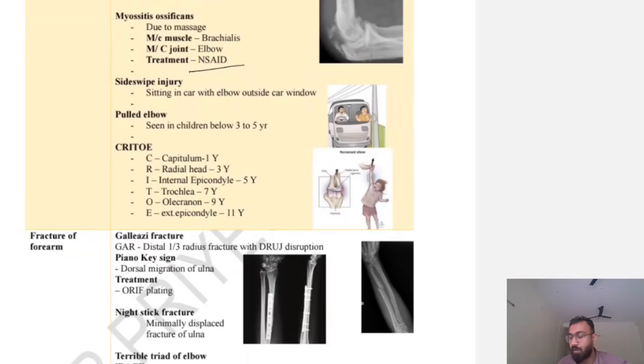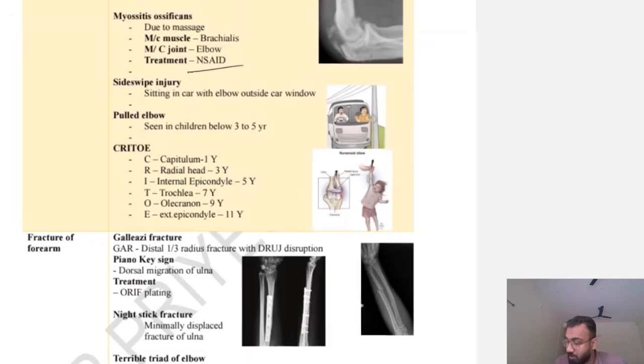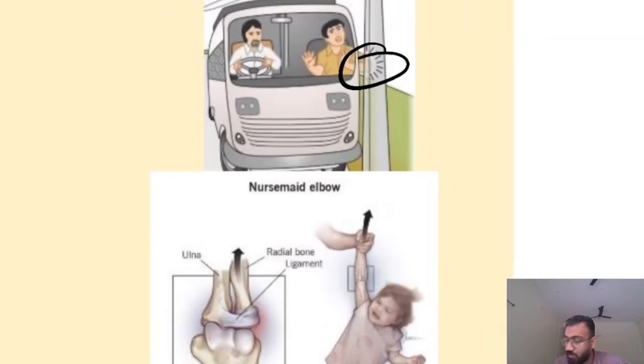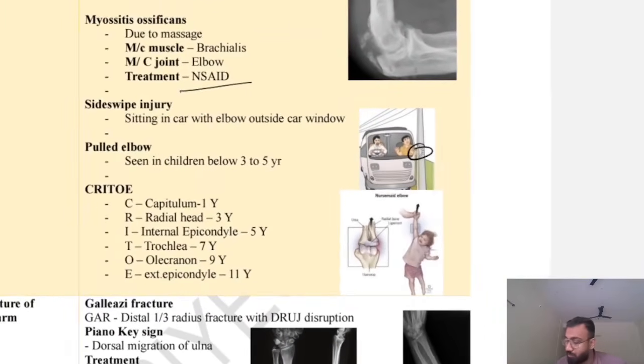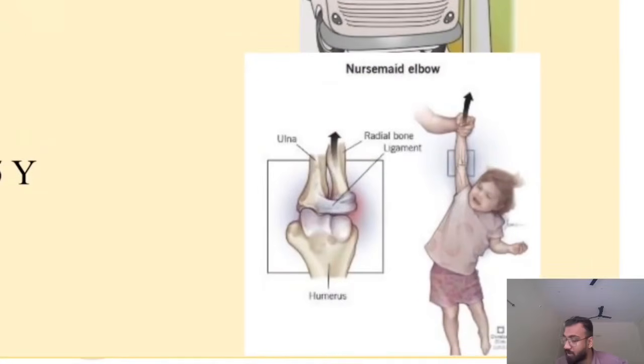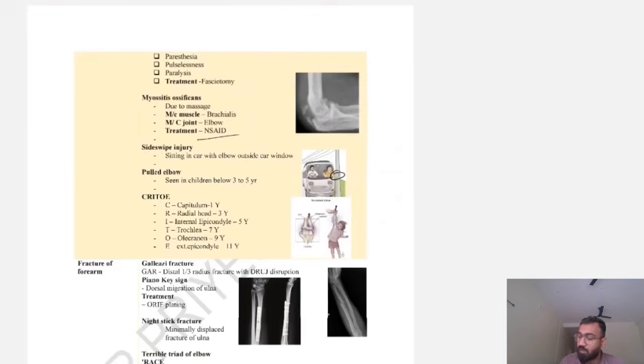Now the side swipe injury. So if someone is sitting in the car with the elbow outside the car window, and there could be a pillar which is going, and the car is going near to the pillar, and it may cause the side swipe injury. You can see this patient. This is the side swipe injury. Okay. Nursemaid elbow. So pulled elbow, it is also known as pulled elbow. You can see if you are pulling the children, this causes the nursemaid elbow.